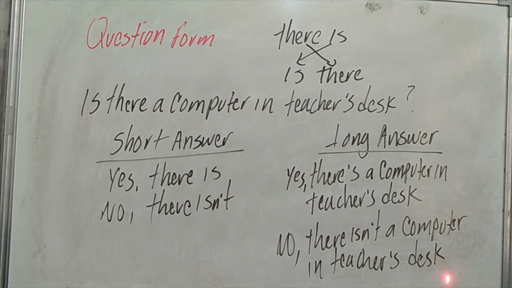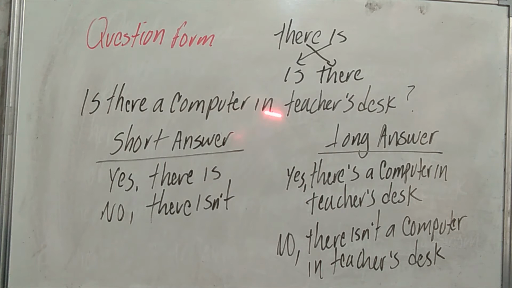Aquí tenemos la cuestión de la pregunta. Tenemos la forma de la pregunta. Decimos, there is, que ya lo habíamos checado, que es una forma afirmativa. Ahora lo que vamos a hacer es cruzar. Y vamos a empezar primero con is y luego con there, ¿ok? Para formar nuestra pregunta. Por ejemplo, aquí ya la tenemos, dice, is there a computer in teacher's desk? ¿Hay una computadora en el escritorio del profe?